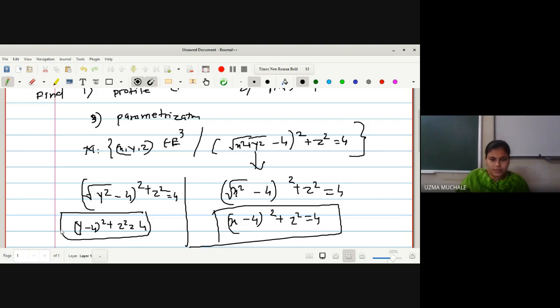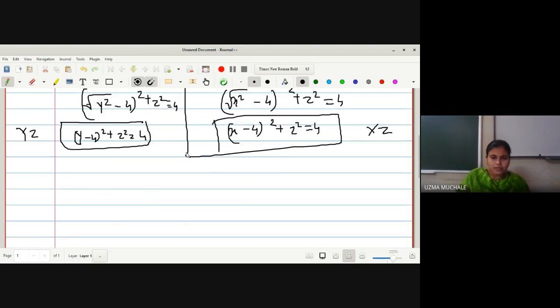Okay, so first we can find out the profile curve in either the yz plane or the xz plane. So you can consider either one of them. Okay. So we can consider any one of them. Let me go for the xz plane, right? So for y equal to 0, we will consider the equation (x minus 4) squared plus z squared equal to 4. Okay, what is this? This is a circle in the xz plane with center at (4, 0, 0) and radius 2.